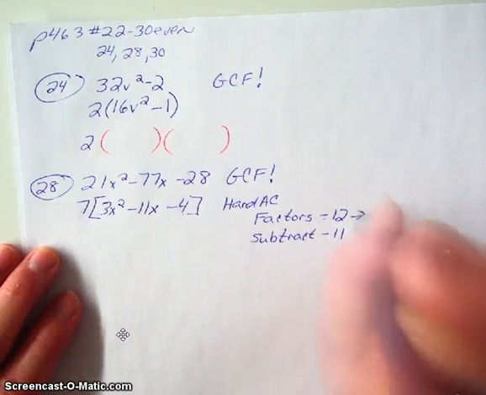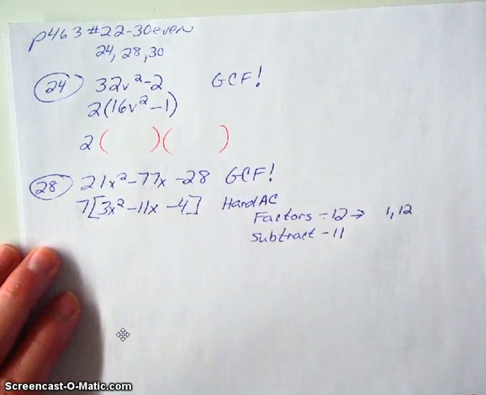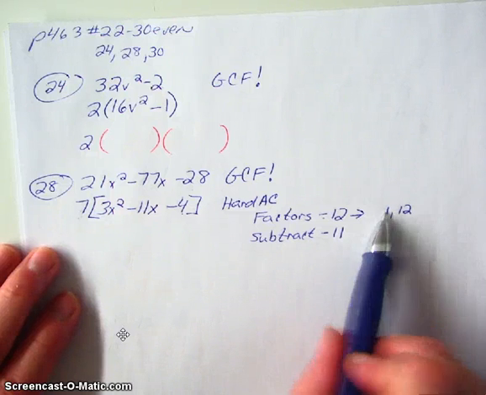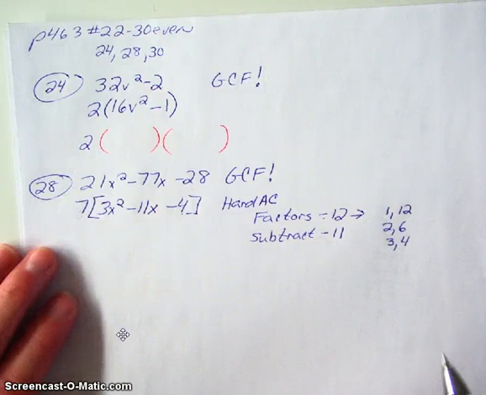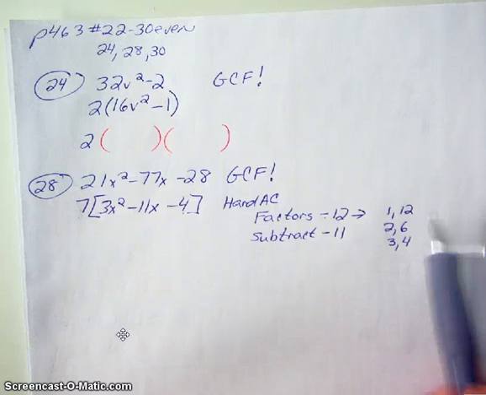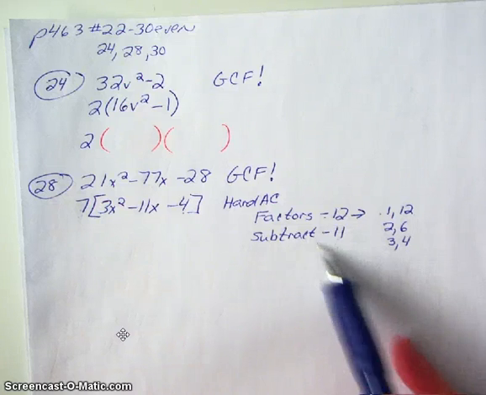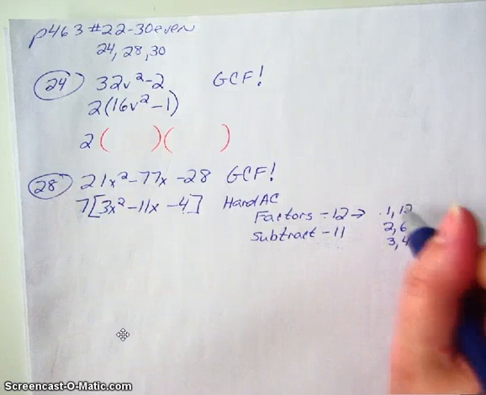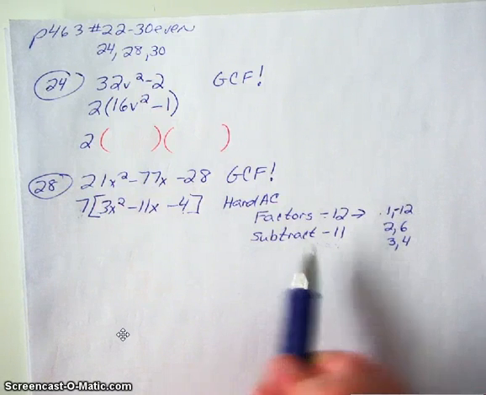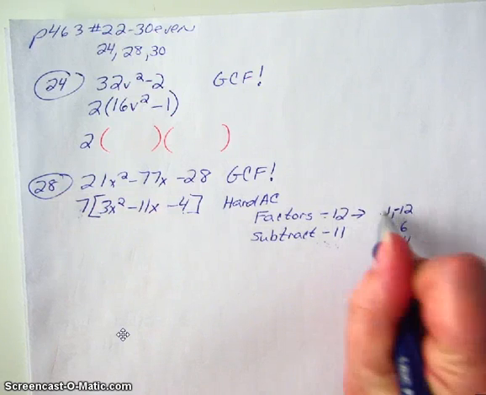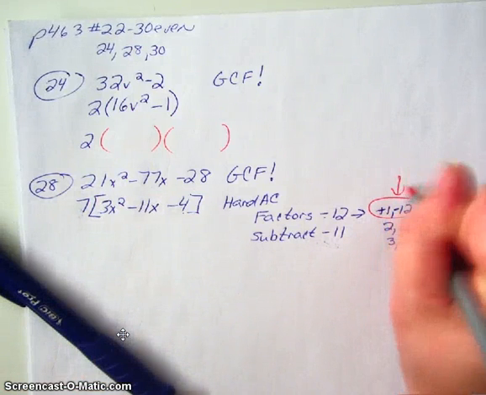Okay, so let's see what my factors of negative 12 are. I could do 1 and 12. I'm just thinking of factors of 12 right now. I'll change the signs later. So 1 and 12, 2 and 6, 3 and 4, okay? So I want to subtract them. So 12 minus 1 is 11. Okay, that's what I need. So whatever is the sign of this number, the bigger number gets that sign. So since this number is negative, the bigger number gets a negative and the smaller number gets the positive. So these are the magic numbers.